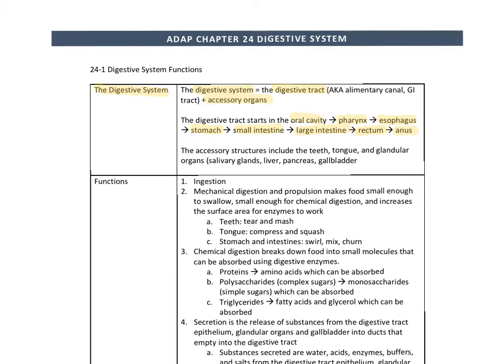And along the way, there are some accessory structures that are going to secrete things into this long tube. So for instance, in the oral cavity, the salivary glands are going to secrete their secretions into the oral cavity. And then into the small intestine, we have the liver and the pancreas and the gallbladder secreting into the small intestine. So those are the accessory structures. And in addition to that, we'll hear about some other accessory structures in the mouth, like the tongue and the teeth and a couple other accessory structures like that.